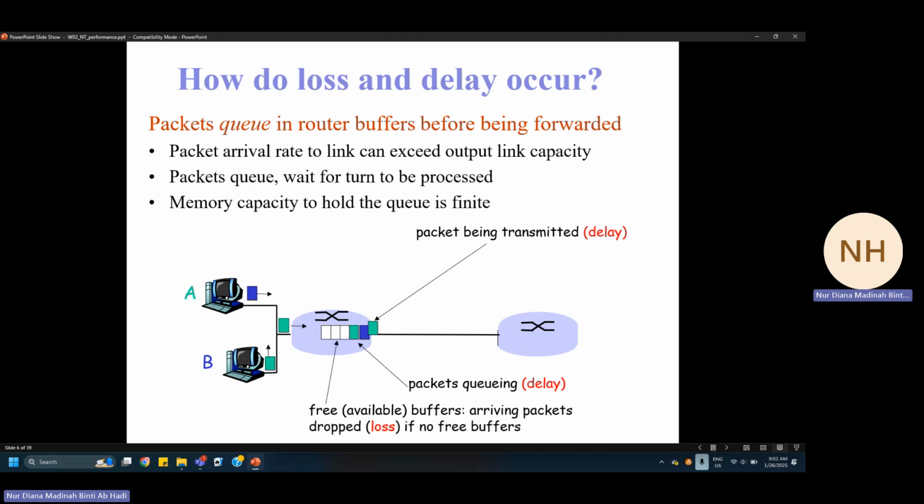If the queue has empty spaces like this, the white color cells, it means it still has free buffers. If the queue is full, your packets would be lost or dropped. That's why they say the memory capacity to hold your queue is finite. They have their own space. So your packets need to wait, need to queue before being processed.